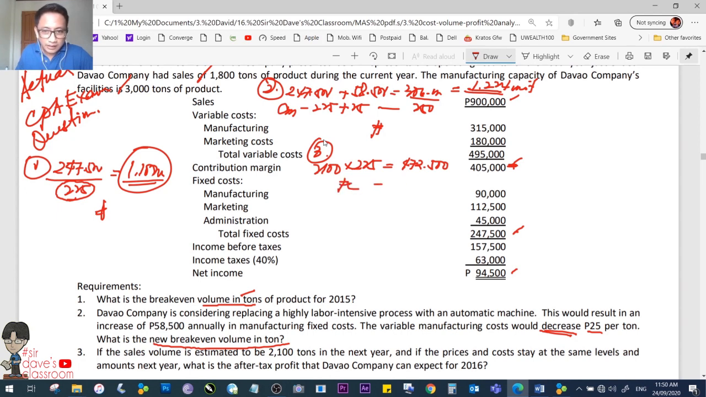472,500 less the total fixed cost of 247,500 original data. Then our income before taxes should be 225,000 times 60%, which is the tax complement, because our tax rate there is 40%. So times 60%. Final answer therefore, 135,000. Response for number 3 requirement.